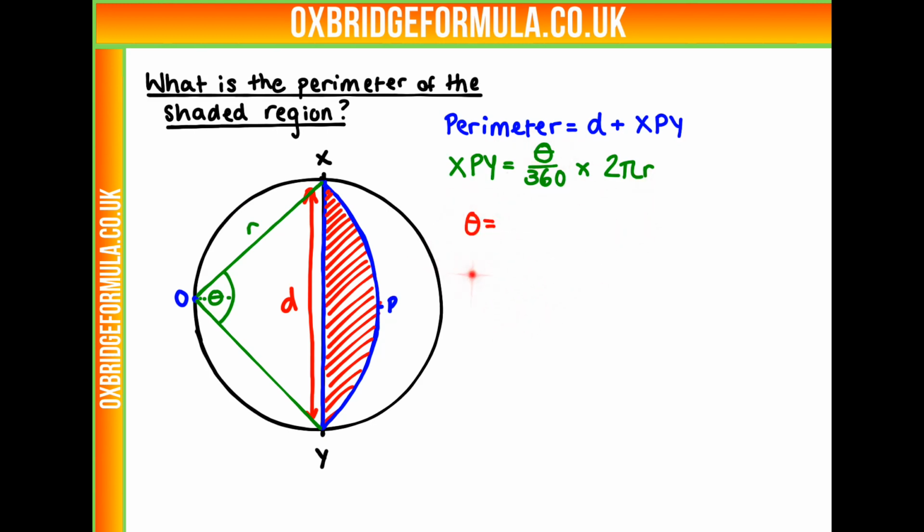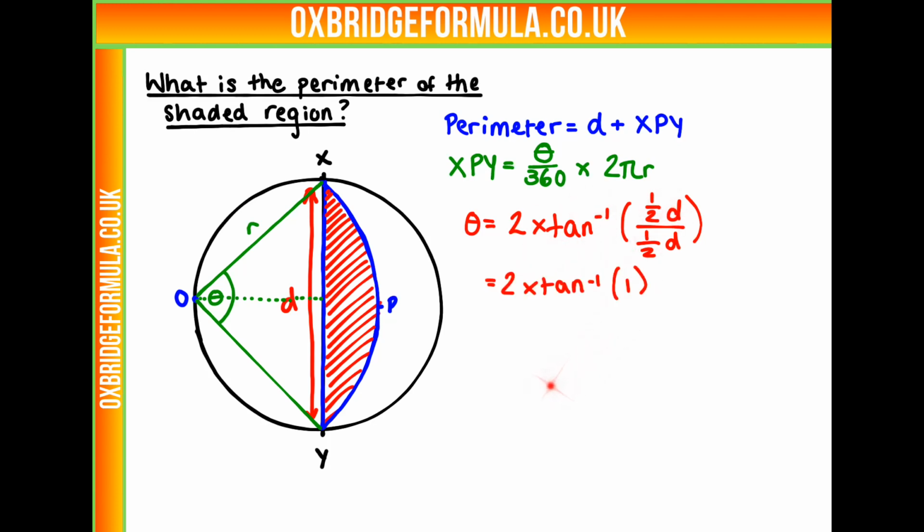How are we going to work out what theta is? Well, if we split this up into halves, then we can make a right angle triangle. We can use some trigonometry. So we know that this side and this side are both half of D. They're both the radius. So we can find an expression for theta by doing 2 times the inverse tan of half D over half D, which is just 1. And that's 2 times 45 degrees to get our angle here as 90 degrees. So we know theta is 90 degrees.